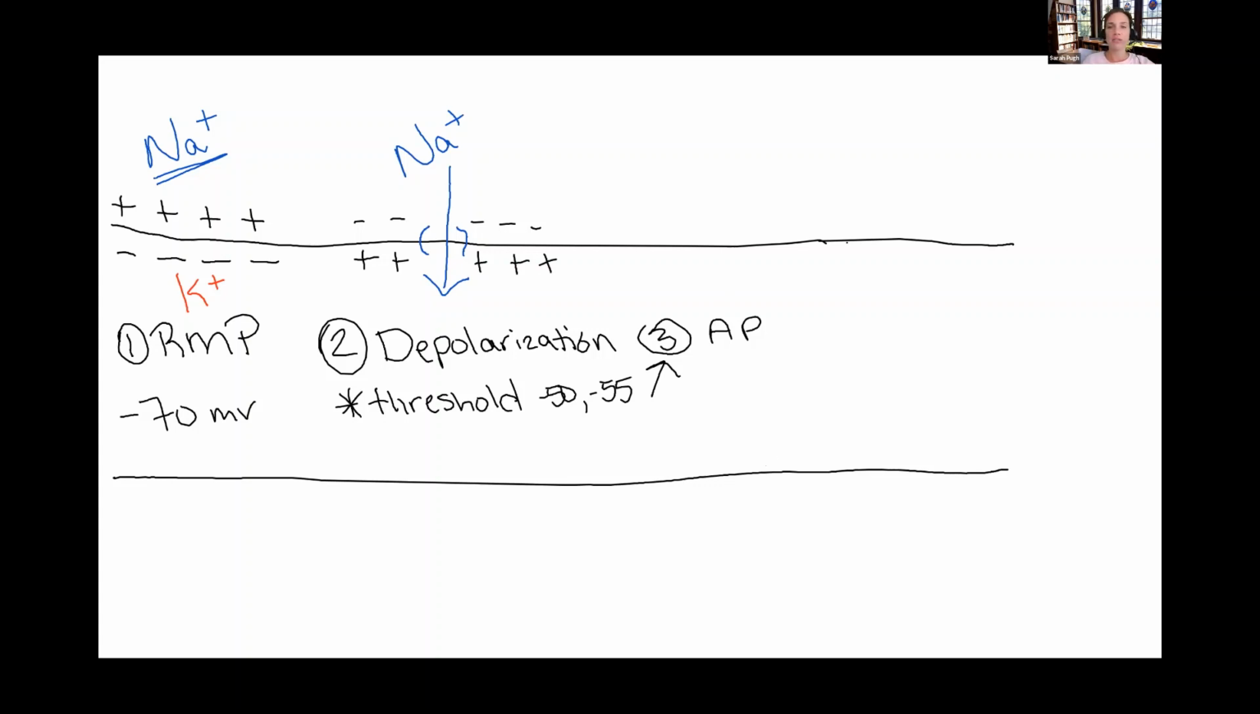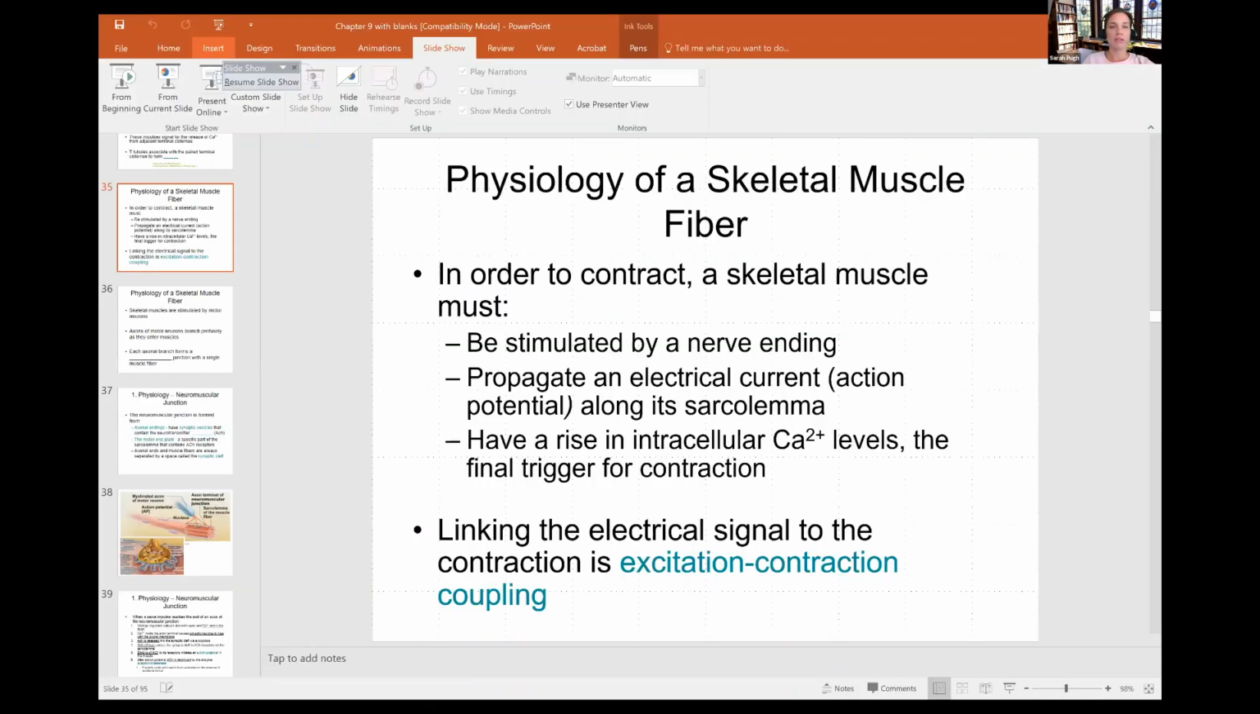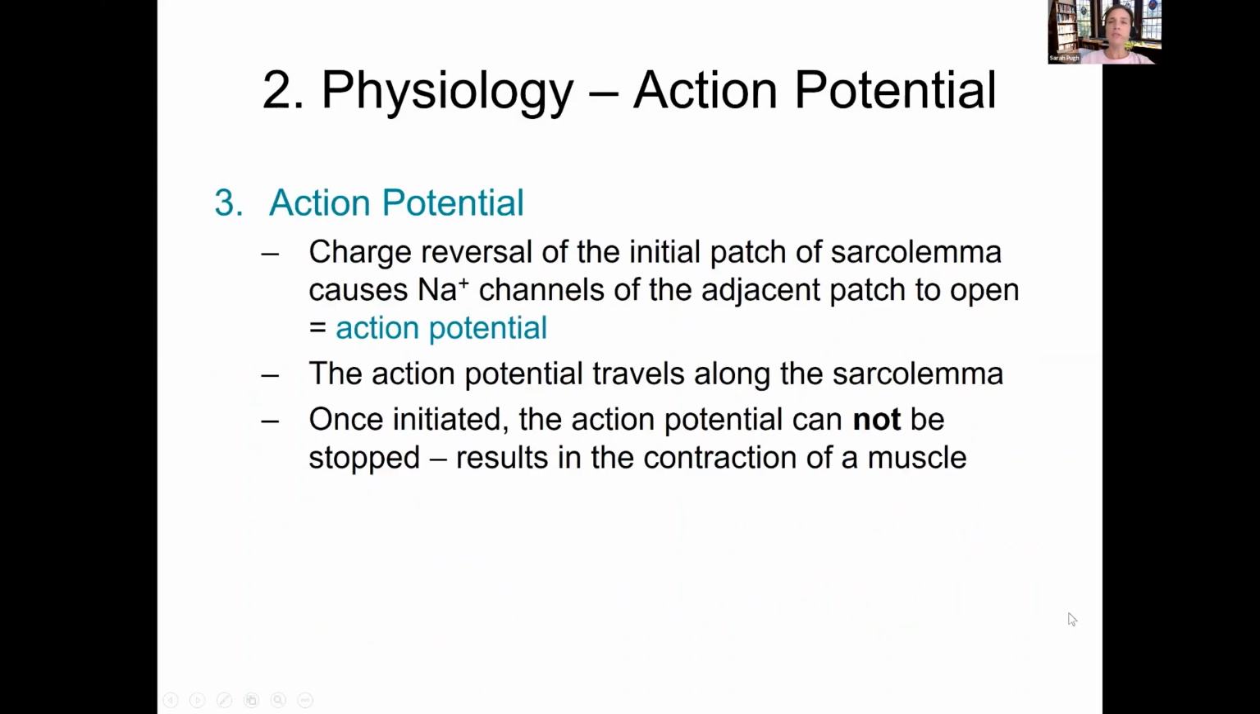Let's go back to here. So that next step is an action potential. And an action potential is if you hit threshold, now you're going to open up a ton of sodium channels. So a ton of channels open up. Sodium floods into that muscle cell and the inside gets really positive. That's an action potential. The inside gets up to positive 30 millivolts. So now we've gone from negative 70 all the way up to positive 30. That's a lot of sodium. So that's our action potential.